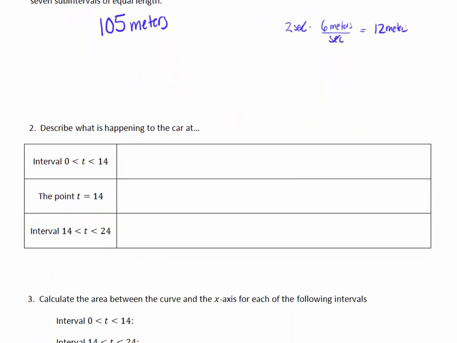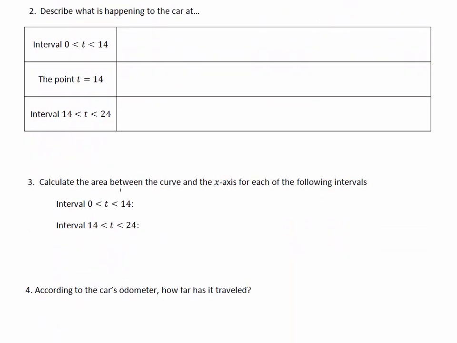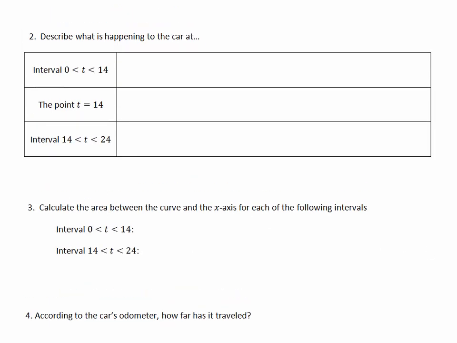All right, let's take a look at problem number 3. It says calculate the area between the curve and the x-axis for each of the following intervals: from 0 to 14 and 14 to 24. So it wants the exact area. We're not approximating it. We want the exact area.